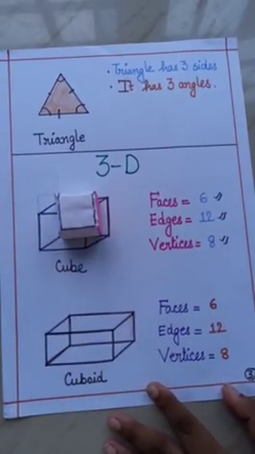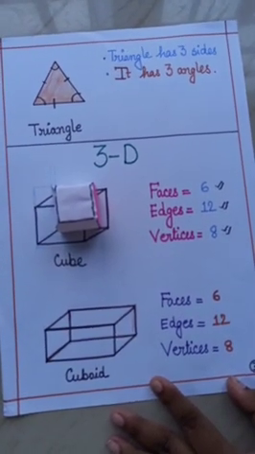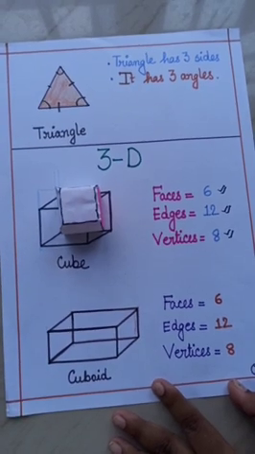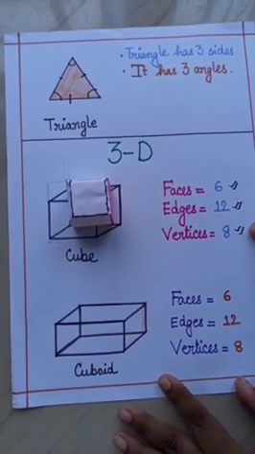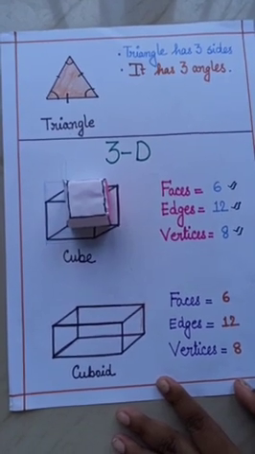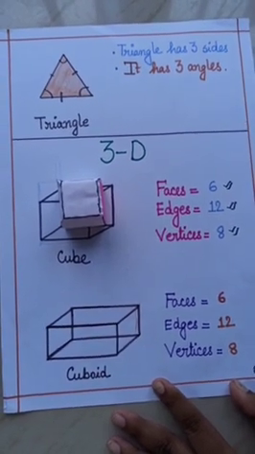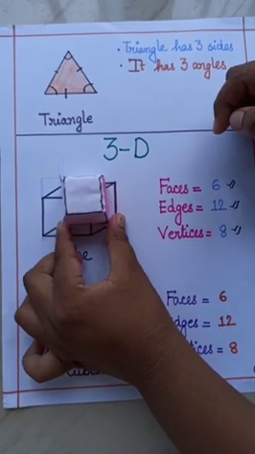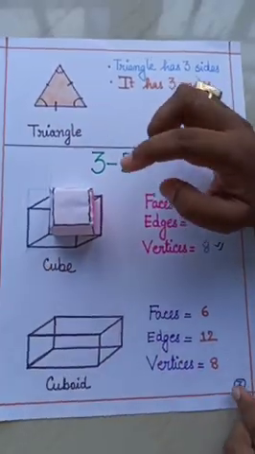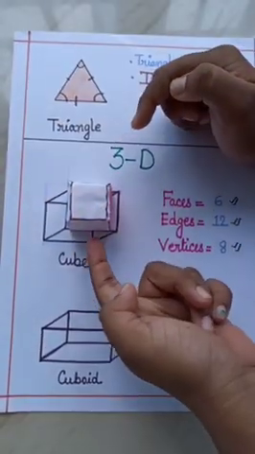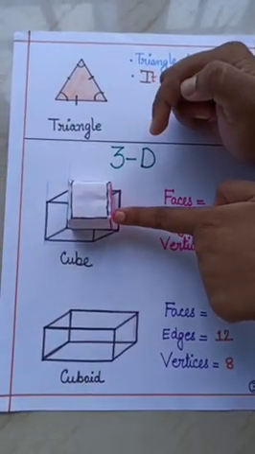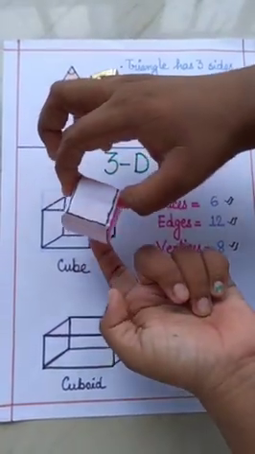This one. Suppose this is a cube. This cube also has 6 faces, 12 edges and 8 vertices. Let's see what those 6 faces are. See, 1, 2 at the back, 3, 4, 5 at the side and 6 at the bottom.